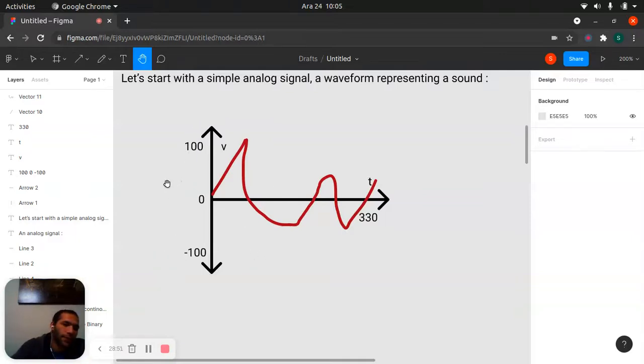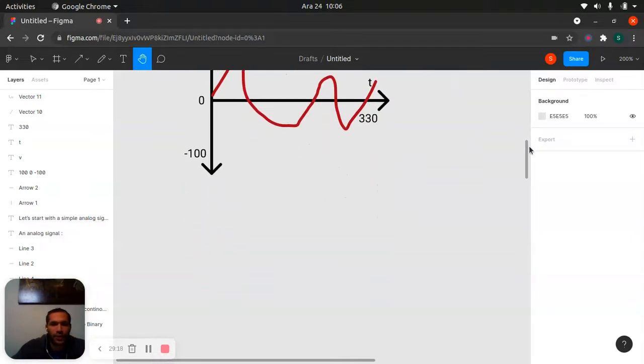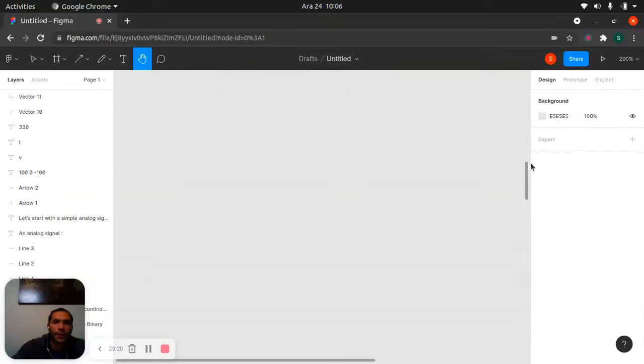We have here the sampling points, between 100 and minus 100. And we have time, and we have this one representing volt signals, and here we have waves. Okay, and now we will check what is turning here. Let's come down.